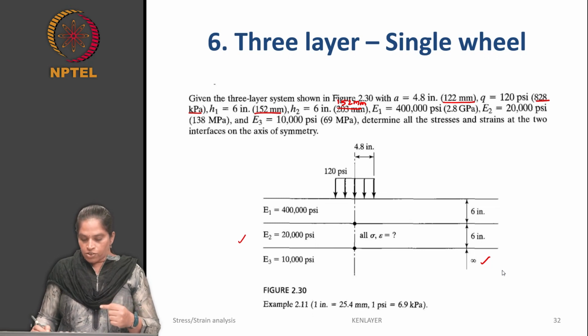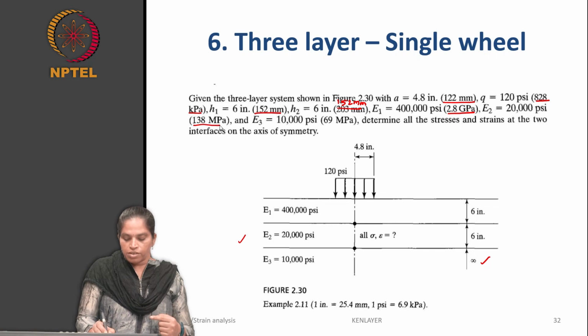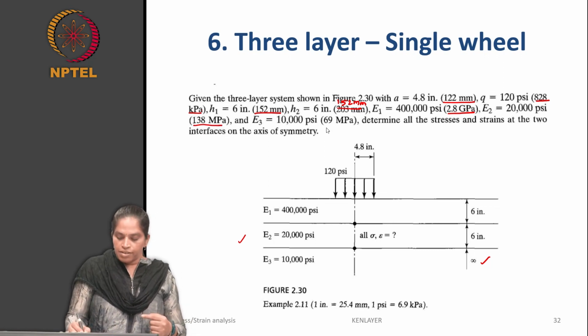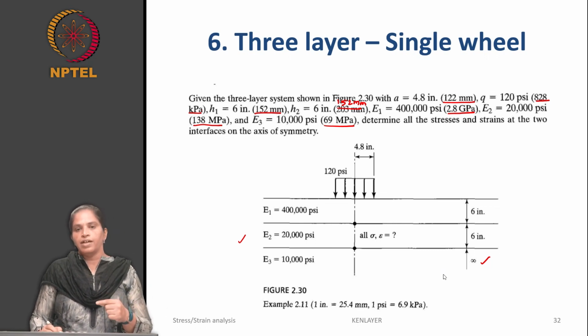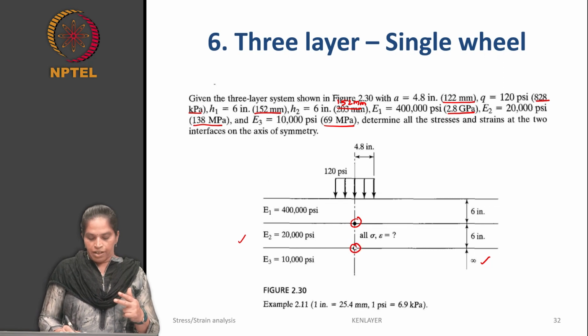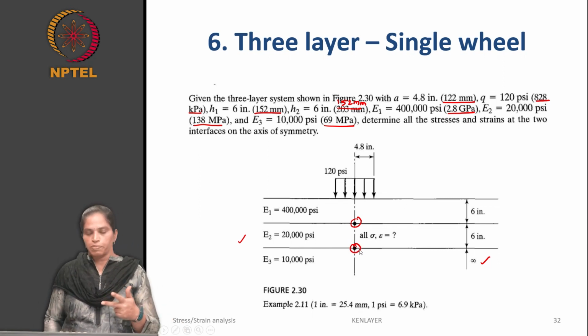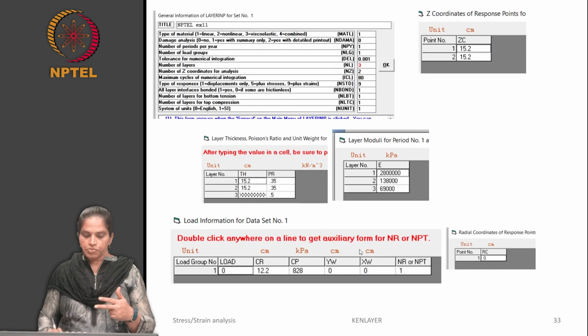The modulus of each layer is as given here. First layer modulus is 2.8 gigapascal. Second layer modulus is 138 megapascal. And third layer modulus is 69 megapascal. Let us find stresses and strain at two critical locations. One is at the bottom of an asphalt layer and the second one is at the top of a subgrade layer. We will find out all the components of stresses and strain and we will see how these values vary.